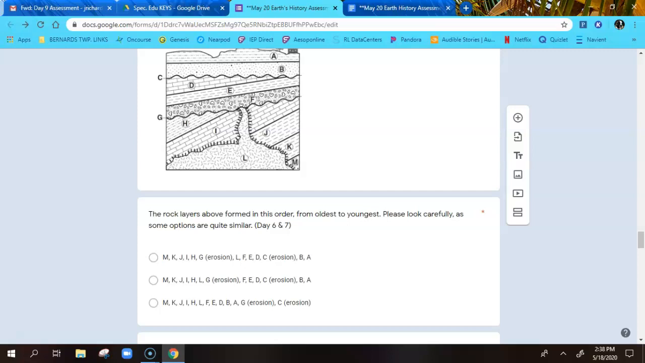So is it A, M, K, J, I, H, G, erosion, L, F, E, D, C, erosion, B, A? B, is it M, K, J, I, H, L, G, erosion, F, E, D, C, erosion, B, A? Or is it C, M, K, J, I, H, L, F, E, D, B, A, G, erosion, C, erosion?